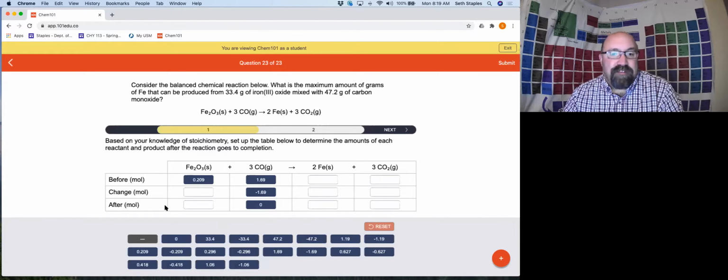But let's pretend it did. Let's pretend that it allowed me to put 0.563 here, which is how much iron oxide we would have had to have lost. 0.209 minus 0.563 gives us negative 0.354. And that can't happen. We can't have a negative amount when we're done. And so that's another clue that we did something wrong here.